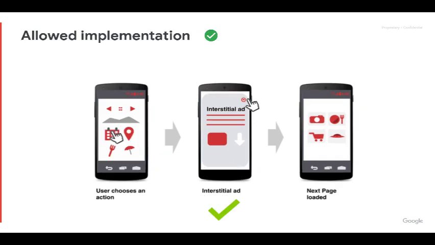The right way to do that is, for instance, they click on a subsection in your app. In the screenshot that you see here, they're clicking that calendar icon. Once they click that, they want to enter that section. So you show an interstitial ad, and after that, the next page or that calendar subsection is loaded.